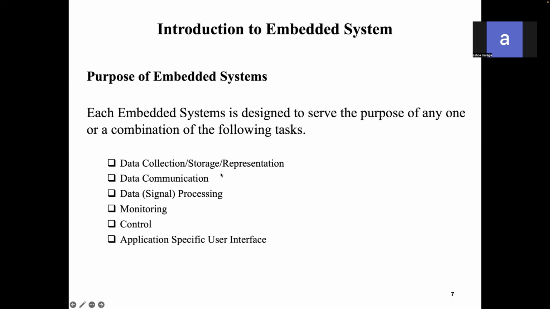Now, in the previous video, I think we completed up to here. Now we will discuss each purpose of an embedded system.